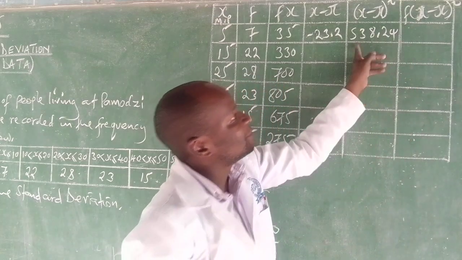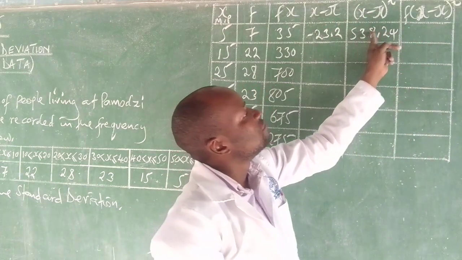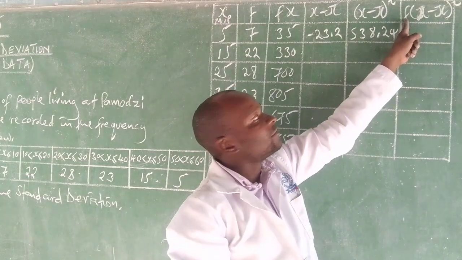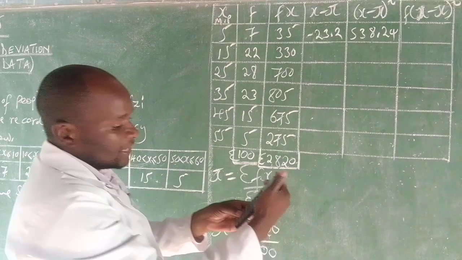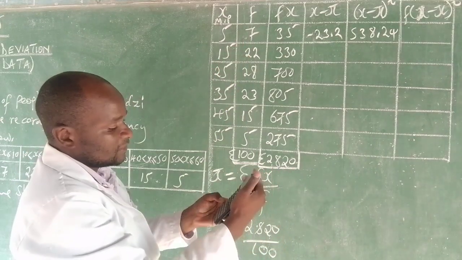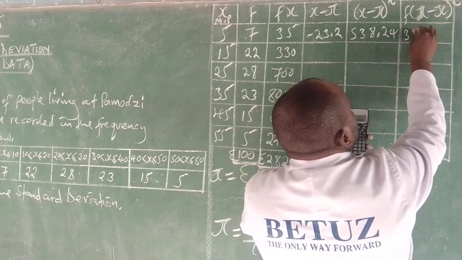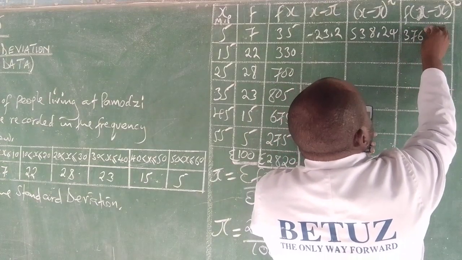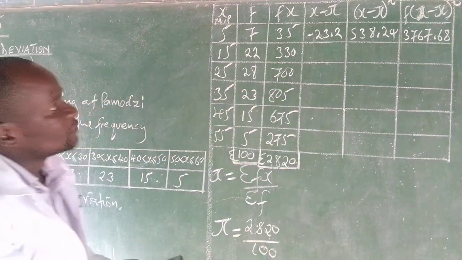538.24. Then the last part is saying the number you have found here, you multiply it by the frequency, the f that is here. So that number multiplied by the frequency, which is 7, we are getting 3767.68. So that is what we got there.